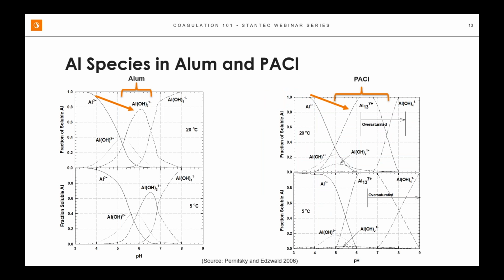So this again shows the aluminum species in solution. These are the dissolved species, and we're just comparing alum, right? We have this +1 charge existing in the neutral pH zone, but with polyaluminum chlorides, it's this aluminum 13 polymer that dominates in our neutral pH zones. So this is probably one of the reasons why a lot of people have good success with polyaluminum chlorides, is they have more charge neutralization capacity in the pH range we normally use.